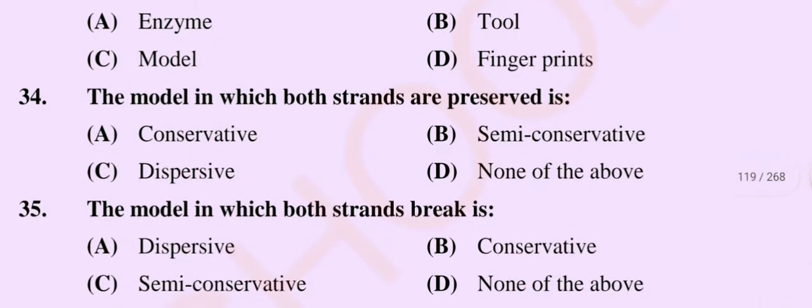Question number 34. The model in which both strands are preserved is called option A conservative model, option B semi-conservative, option C dispersive, option D none of the above. So the correct option is option A conservative.